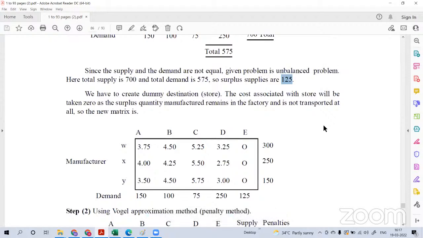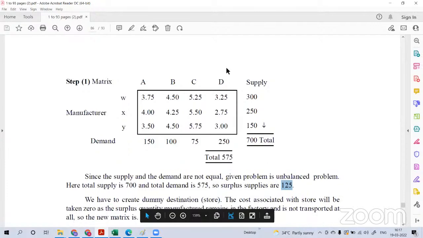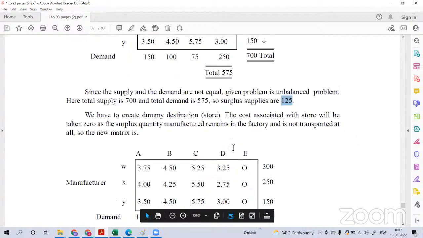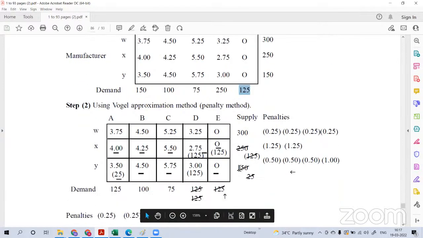The cost associated with the store will be taken as 0, as a surplus quantity. The manufactured goods remain at the factory. So here 125 is pending, so a column is needed for that addition. A 125 column is required. In that column I am allotting 125. So here supply and demand will be occupied.